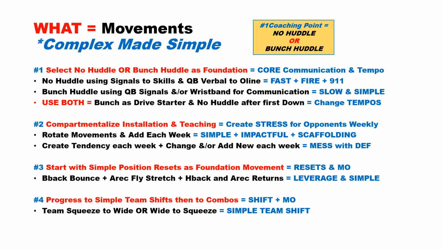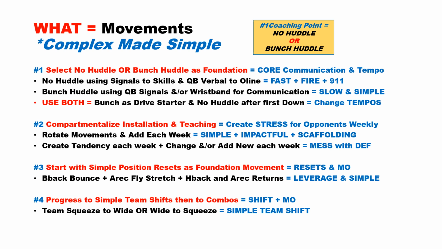So first, what we're talking about is taking something really complex and making it simple. And there's 4 simple steps here. First, and probably the most important, you need to select if you're going to be a no huddle communication tempo team as your foundation, or you're going to be a bunch huddle team. With no huddle, you can use signals to the skills and then verbal by the quarterback to the O-line.